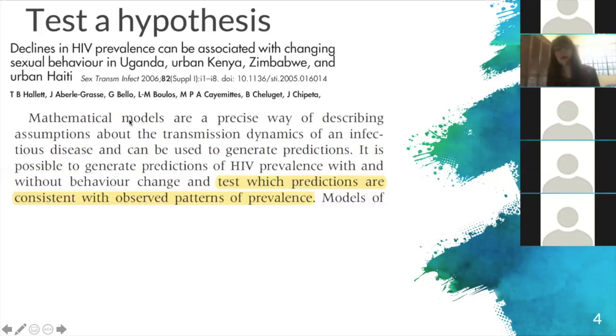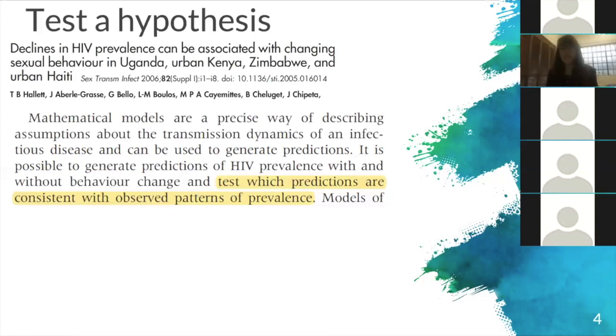And so, as is explained in the introduction of this paper, mathematical models are a precise way of describing assumptions about the transmission dynamics of an infectious disease and can be used to generate predictions. It is possible to generate predictions of HIV prevalence with and without behavior change and test which predictions are consistent with observed patterns of prevalence.